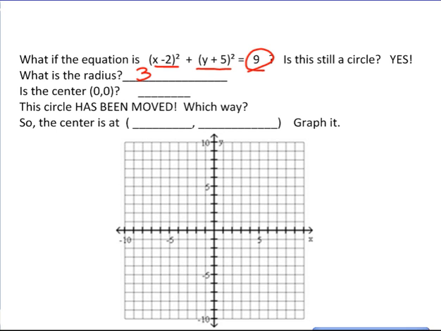But take a look at this right here. It's not x squared plus y squared anymore. That tells us that it's been moved. So the center is not at 0, 0.